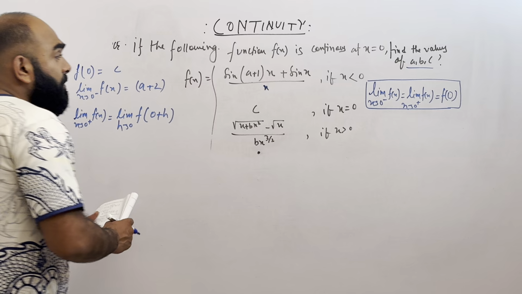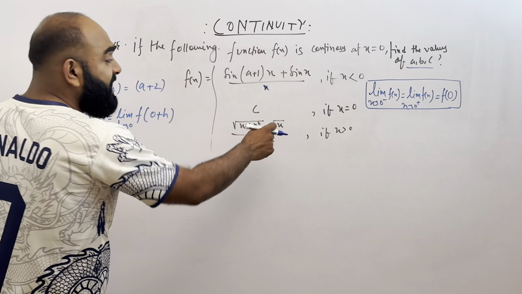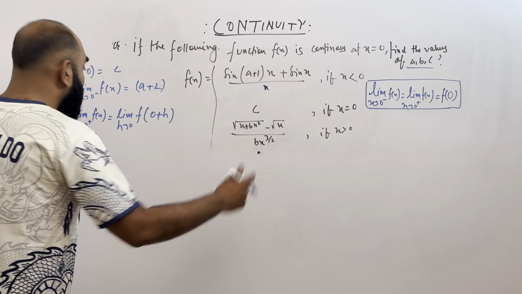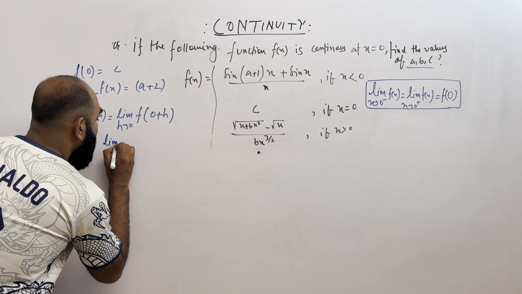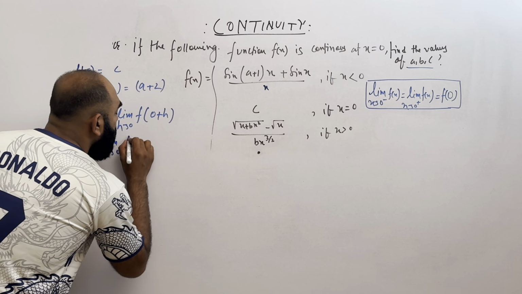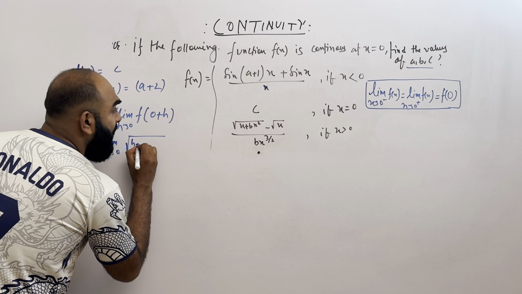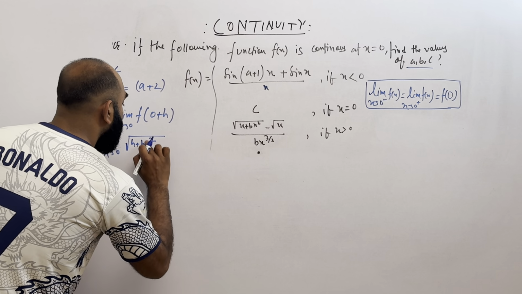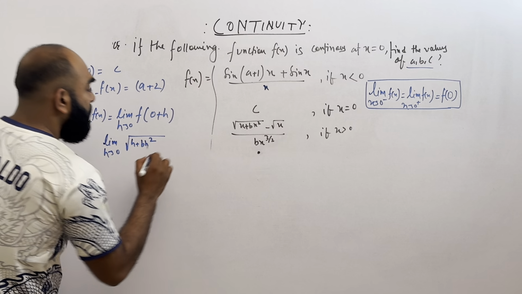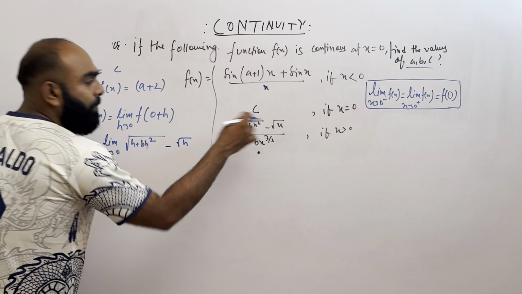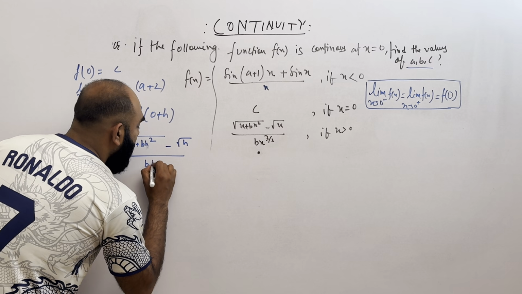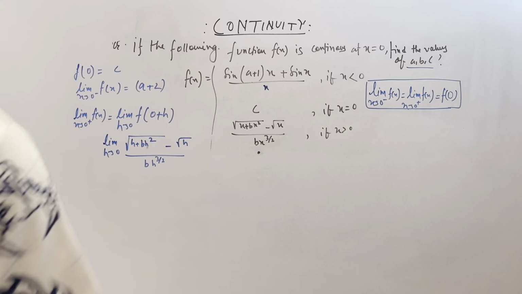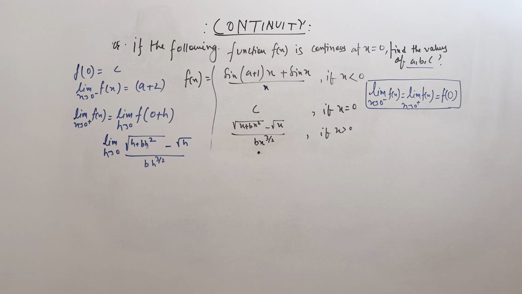Okay sir, go for that. In place of x keep 0 plus h in the given function, because this function is valid only for x greater than 0. Means, limit h tends to 0, root over h plus bh square minus root h, since 0 plus h is h only, divided by b h to the power 3 by 2.